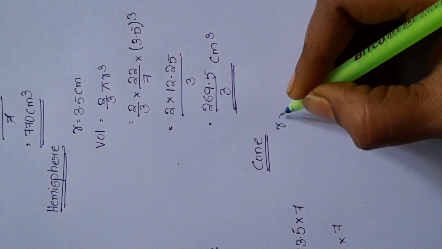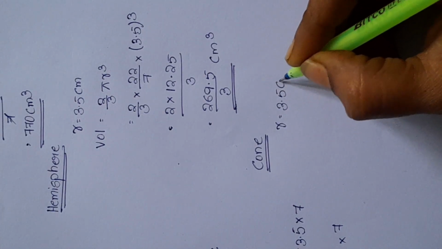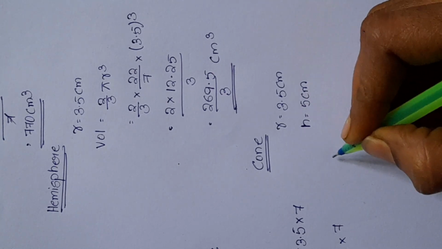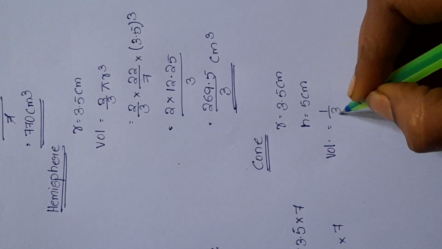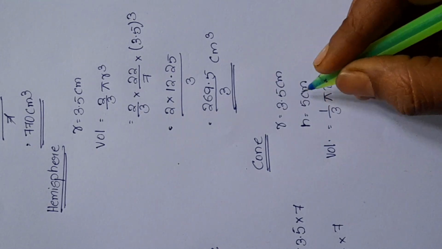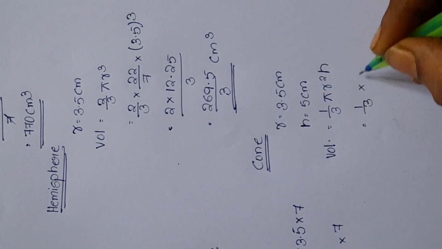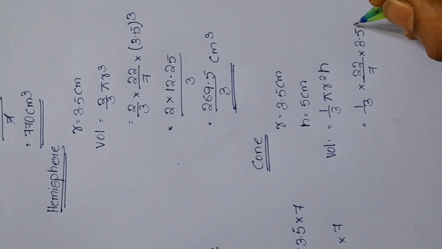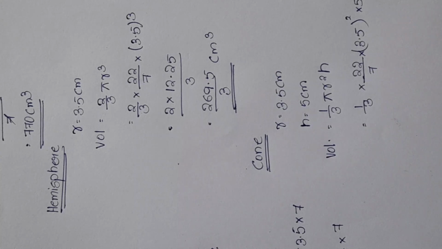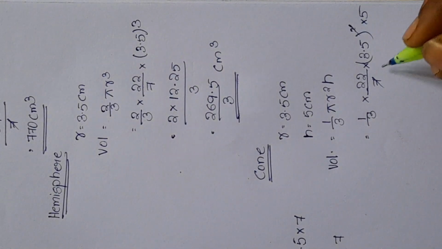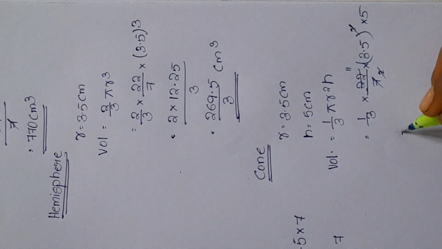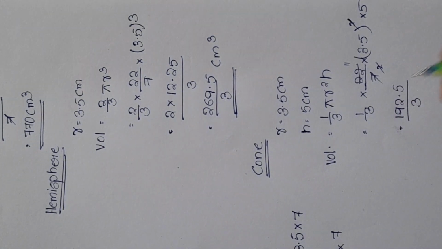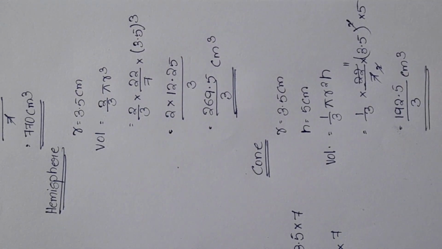For the cone also, the radius is the same, that is 3.5 centimeters. The height is 5 centimeters outside the cylinder, as given. So, the volume becomes 1 by 3 pi r square h. Now, substituting these values in the formula, 1 by 3 into 22 by 7 into 3.5 whole square into 5. Cancelling 3.5 to elevens, we get 192.5 by 3 centimeter cube, which is the volume of the cone.